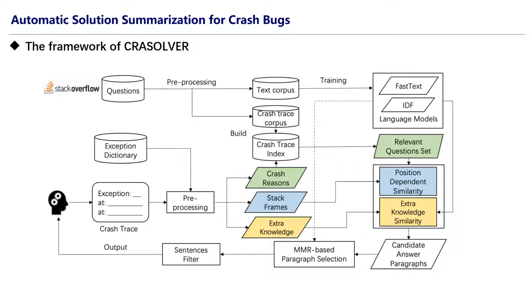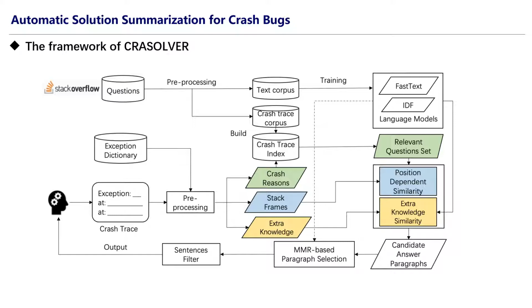We first extract the crash reason and the stack frames. Then we use the crash reasons to find the relevant question set via the crash trace index. The position dependent similarity and the extra knowledge similarity are then used to measure the similarity between our crash trace and the relevant question posts.